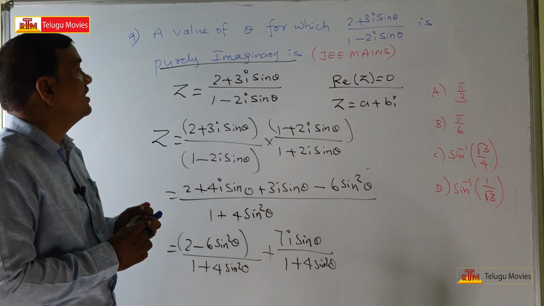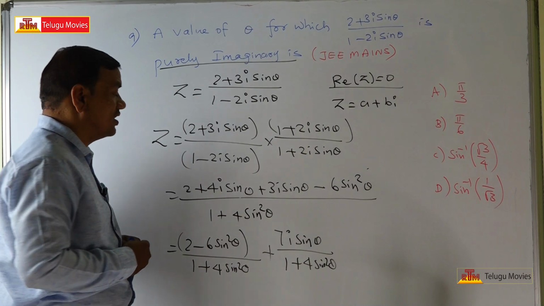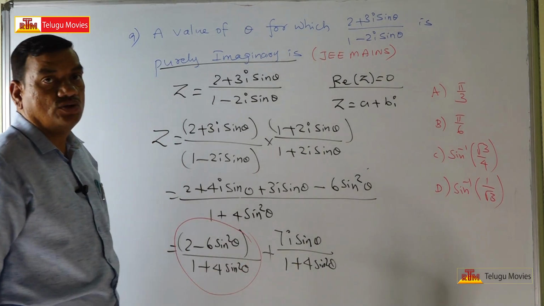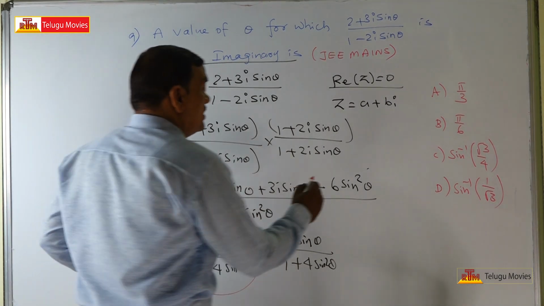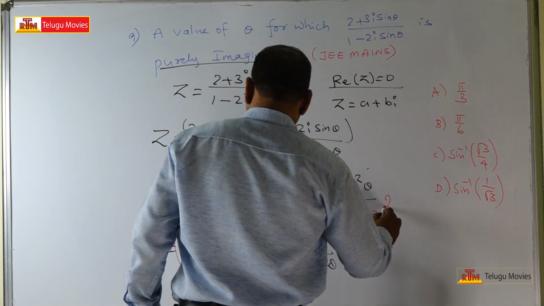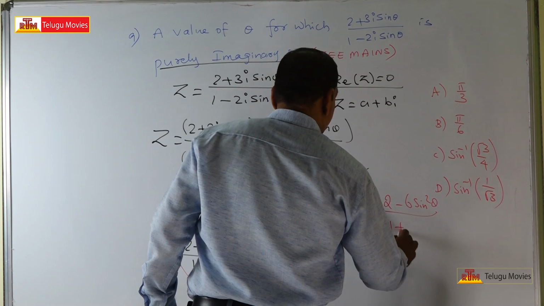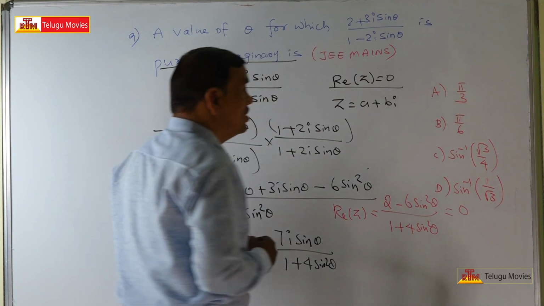Already he is saying that it is purely imaginary. Purely imaginary means what? Only the imaginary part should be there, the real part should be equal to 0. What is the real part here? So, real part of z is equal to 2 minus 6 sin square theta upon 1 plus 4 sin square theta, value should be equal to 0.